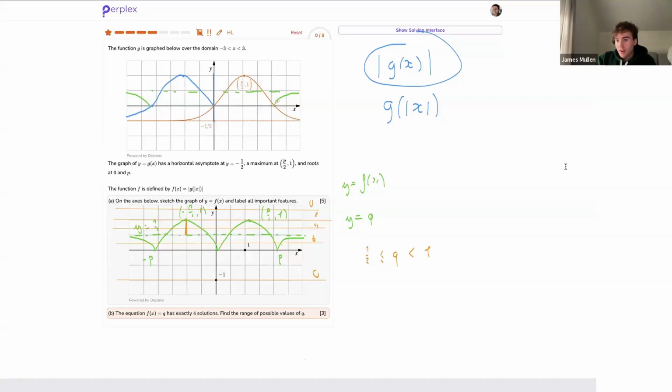Is there a preferred method for writing out the solution set? Either as an inequality or using the inclusive-exclusive brackets. Both are fine. Both are completely fine. Yeah, both are totally fine.